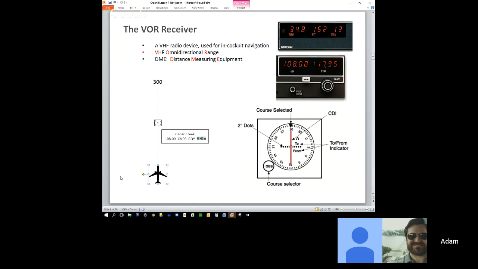Your airplane could be pointed in this direction, but if the from flag is up, then it's still on the opposite side of the VOR receiver as whatever course you've got selected. Does that make sense?